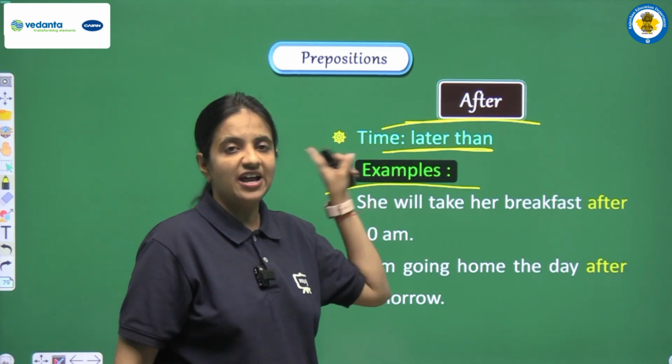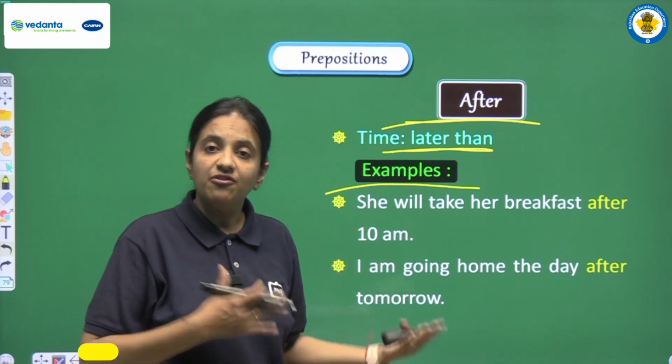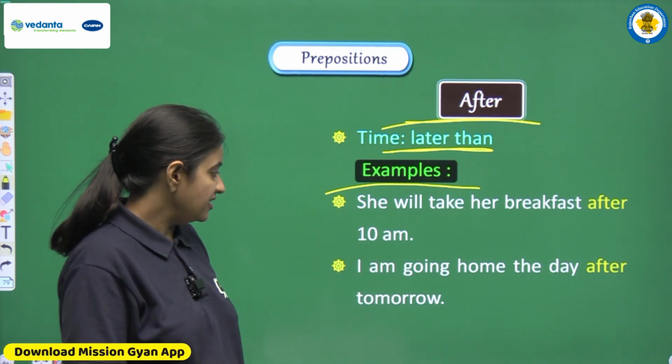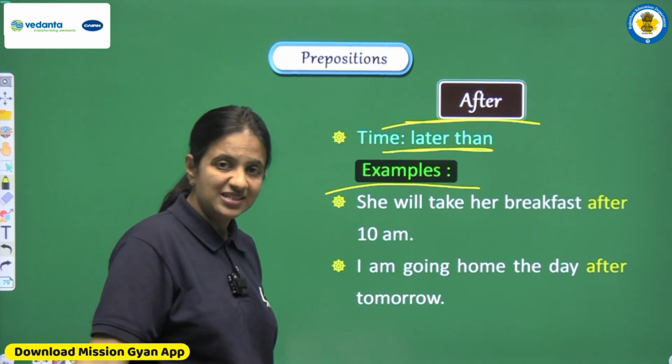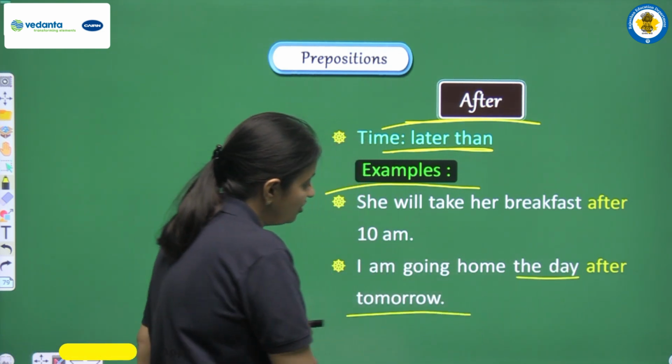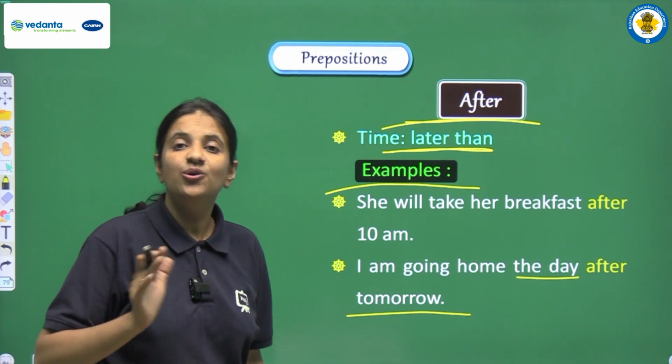So whenever we are trying to show time that is later than, we can use "after" in a sentence. Next is, I am going home the day after tomorrow. Again, we are saying that the day that comes after tomorrow, on that day I will go home.